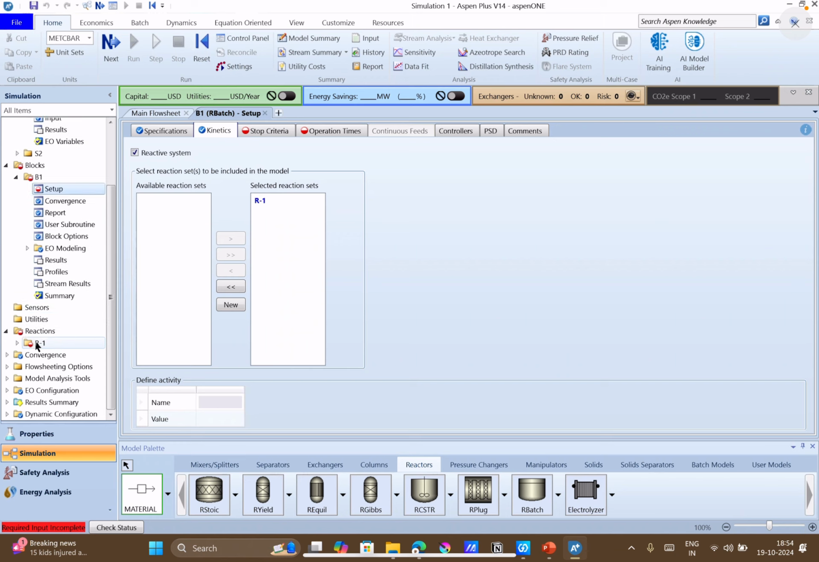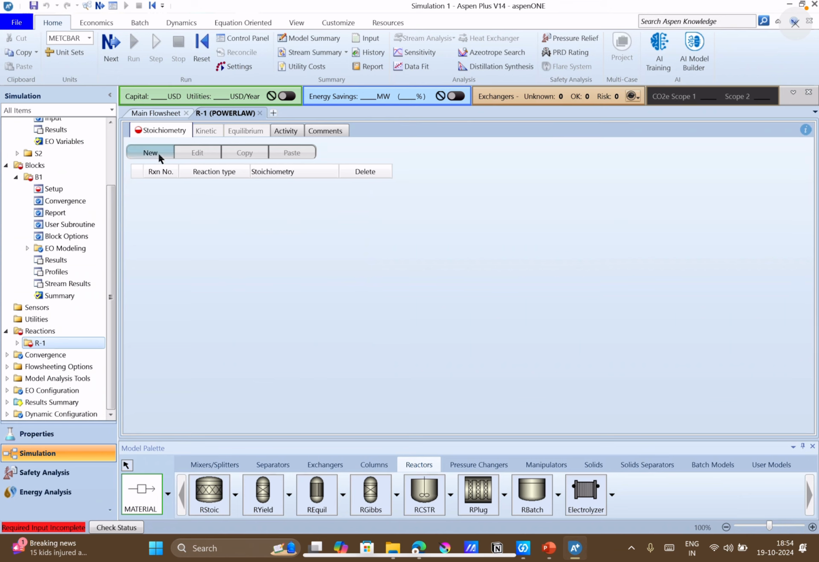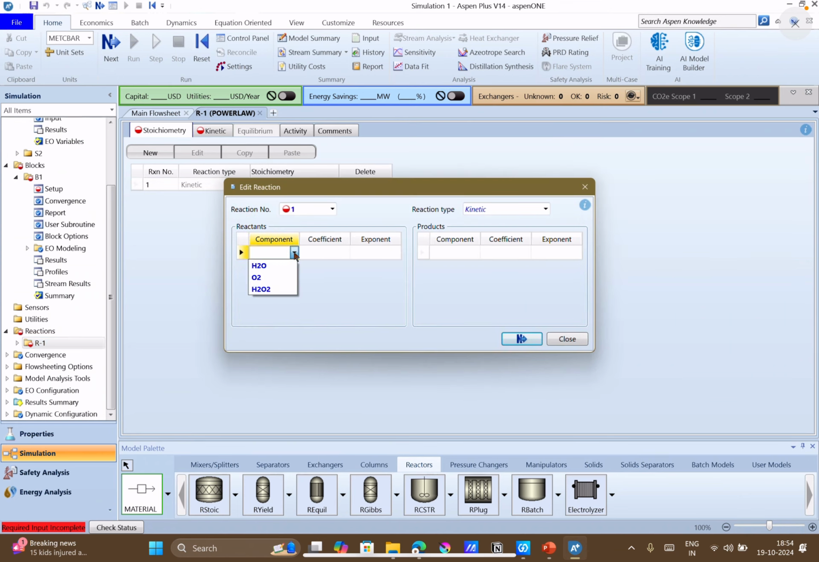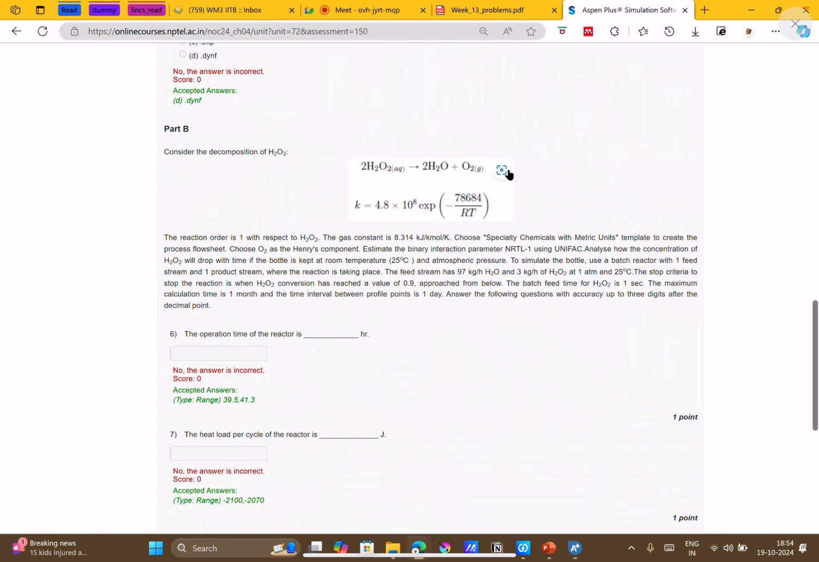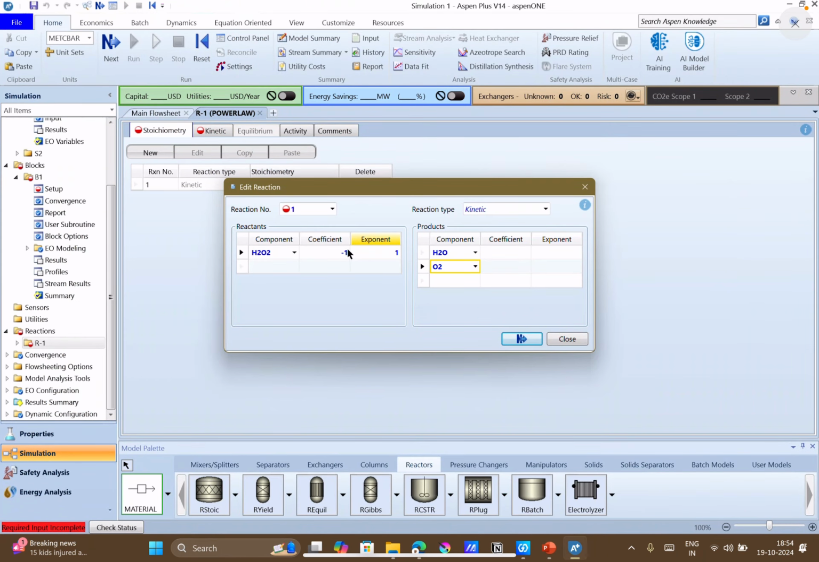Go to reaction R1. H2O2 1 mole, exponent is 1, is forming H2O and O2, and our stoichiometry is 2 H2O2 giving 2 H2O and 1 O2, they are taking it that way, so let's do it: 2, 2 and 1. Okay, correct.